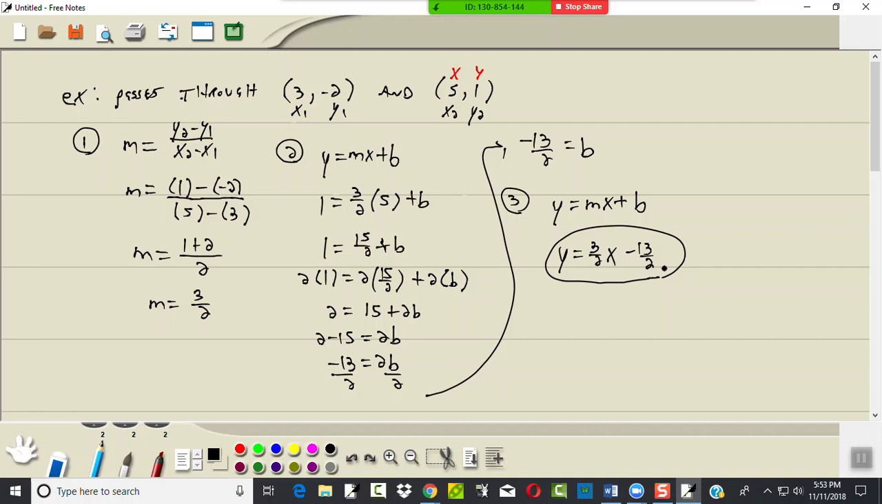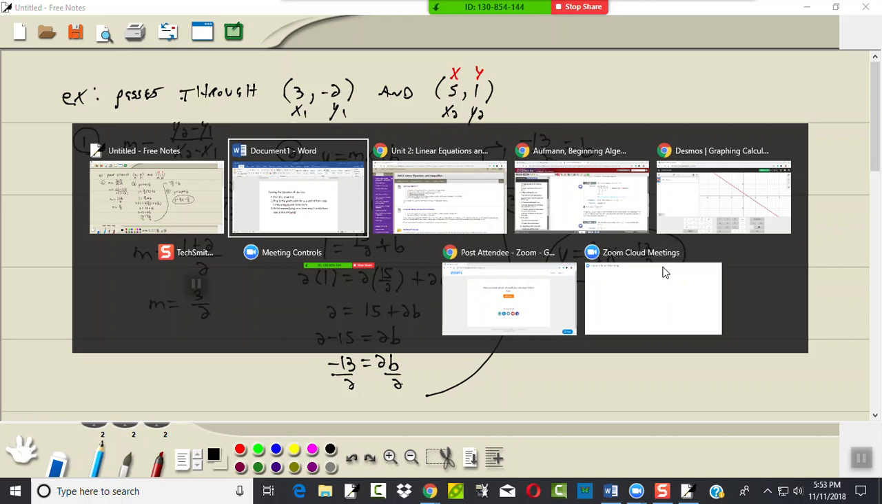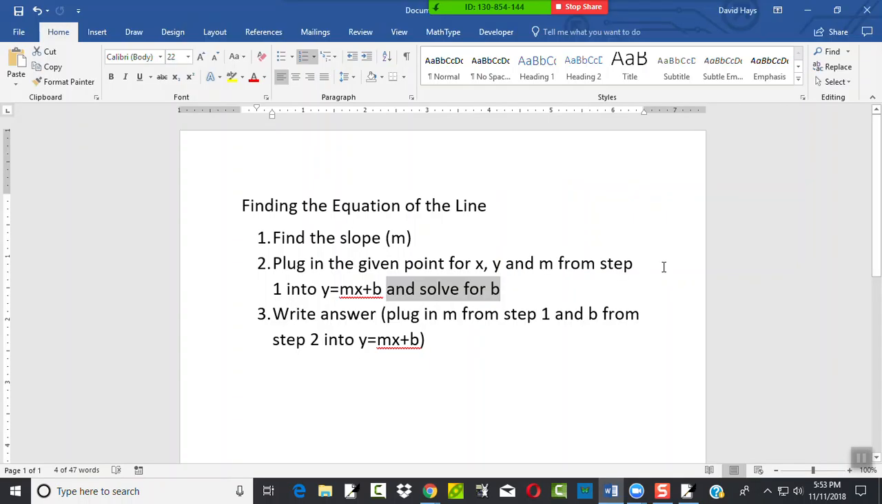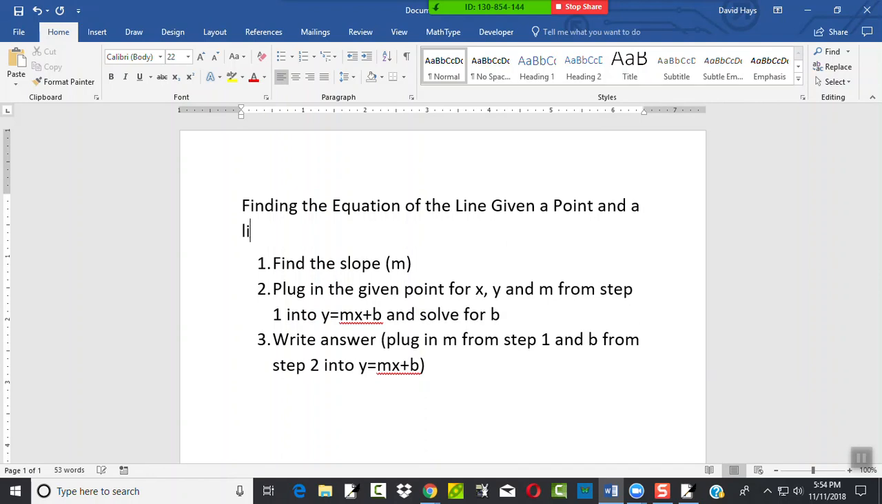Now, in some cases, they may give you a condition saying that it's perpendicular to another line or it's parallel to another line. So let's talk about that. Find the equation of the line given a point and a line that is perpendicular or parallel.